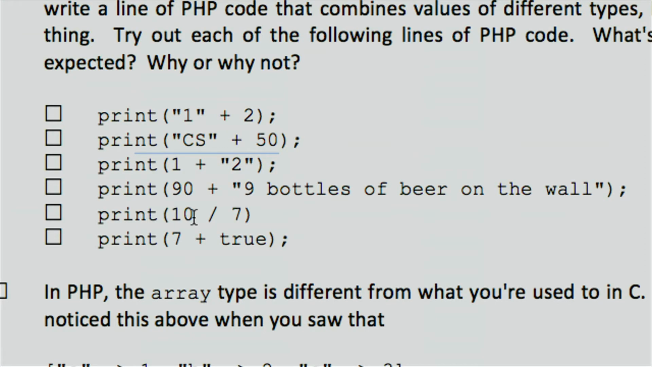Yes? Is there such a thing as typecasting in PHP? There is, and it's exactly the way you would do it in C. Okay. So what about 10 divided by 7, Charlotte? 1.4285. Yeah. So what might be surprising about this? What would happen if you did the same sort of thing in C, if you did 10 divided by 7 in C?